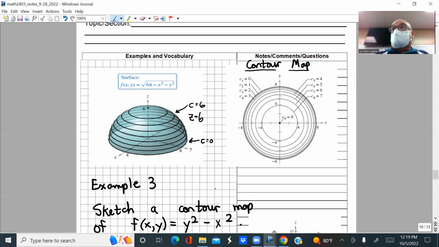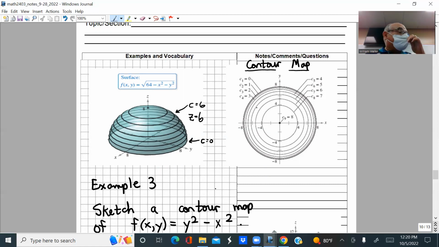That z equals 6 is a flat plane. It's just a horizontal plane where z is exactly equal to 6. I'm pointing here, where z is exactly equal to 6. That's just a flat plane. And so when we graph this contour, we're just graphing the intersection of that sphere with that flat plane z equals 6, that trace.